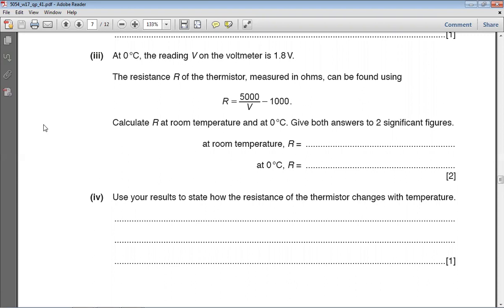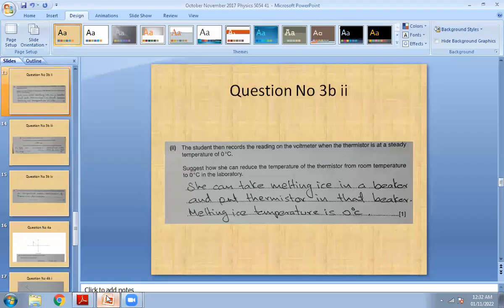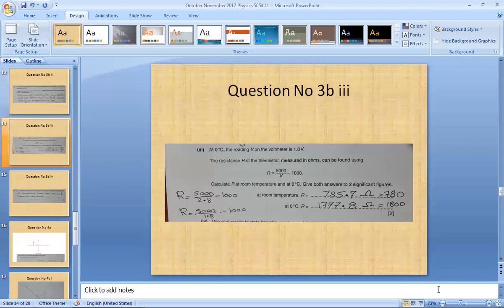And at 0 degree centigrade, the V value is 1.8 volt. So we'll use those numbers, use the formula, and we can calculate the resistance. Okay, so let me show you. Hopefully you understand.